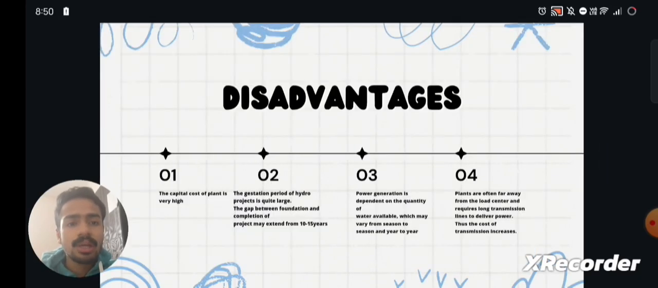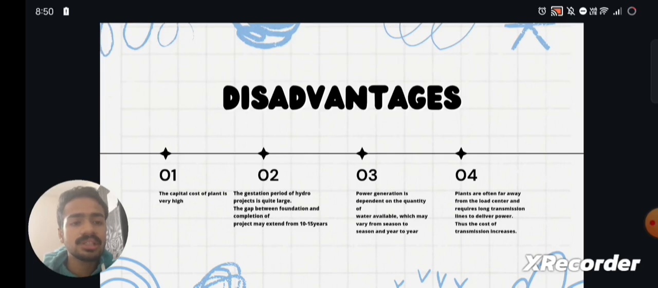Now talking about some disadvantages: the capital cost of the plant is very high. The gestation period of a hydro project is quite large. The gap between foundation and completion of the project may extend from 10 to 15 years.